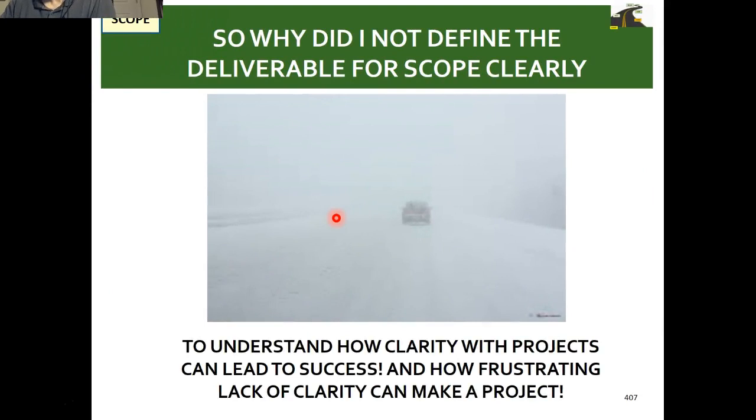Some people feel like when they're in the middle of putting together a scope, it's not clear. And this is a key issue: understanding how clarity in projects can lead to success. Okay, that's what scope is about, and how frustrating that lack of clarity can make a project. If you have a client who won't be transparent, it makes it very difficult to get that FOD defined and your scope of work. You can't properly allocate your resources and budget your resources and give a proper proposal.